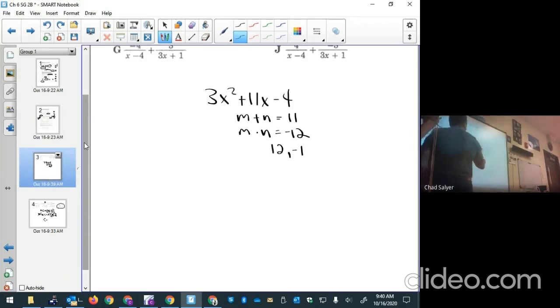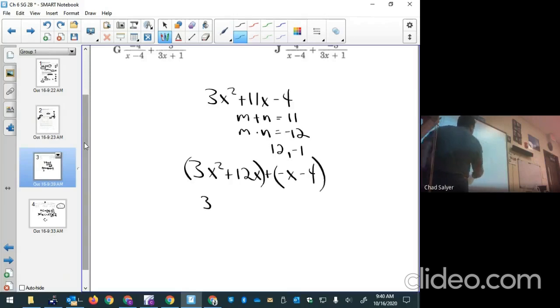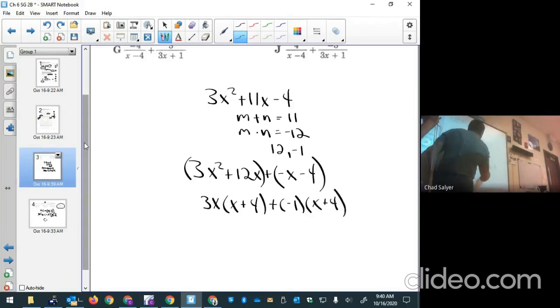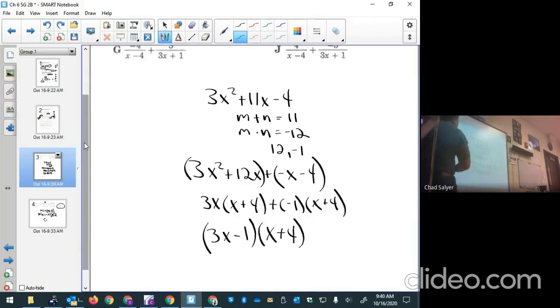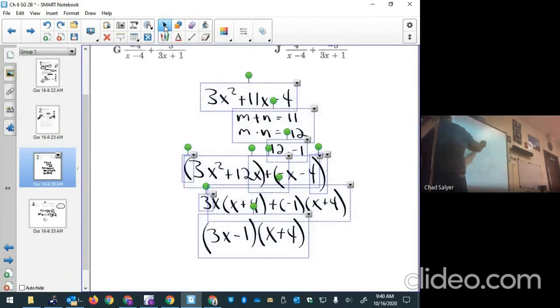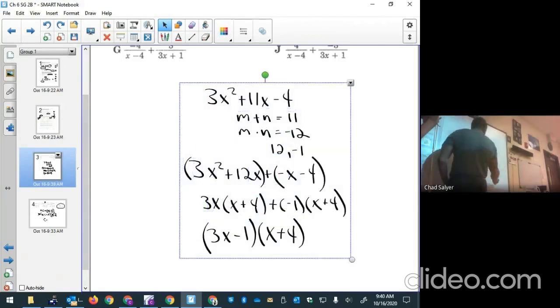Okay, so we're going to regroup that middle term, 3x squared plus 12x plus negative x minus 4. And so factor out the GCF from both parts here. So that's 3x times x plus 4. And then if I factor out a negative 1 here, we have 3x minus 1 times x plus 4. So it is factorable, and they are distinct linear factors. So it's like the very first example I did in 6.4.